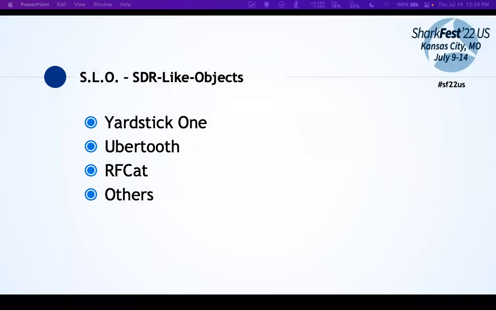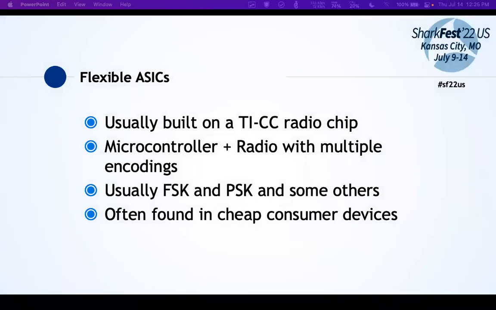There's also things I call SDR-like objects. So there's the Yardstick One, the Ubertooth, RFCat. There's others you may have heard of. They're usually built on a flexible chip, usually the TI CC family. So it's a microcontroller and a radio, and it's meant for cheap, crappy IoT devices, weather stations, that kind of thing. I'll use this chip internally. So it's got a handful of encodings built into it.